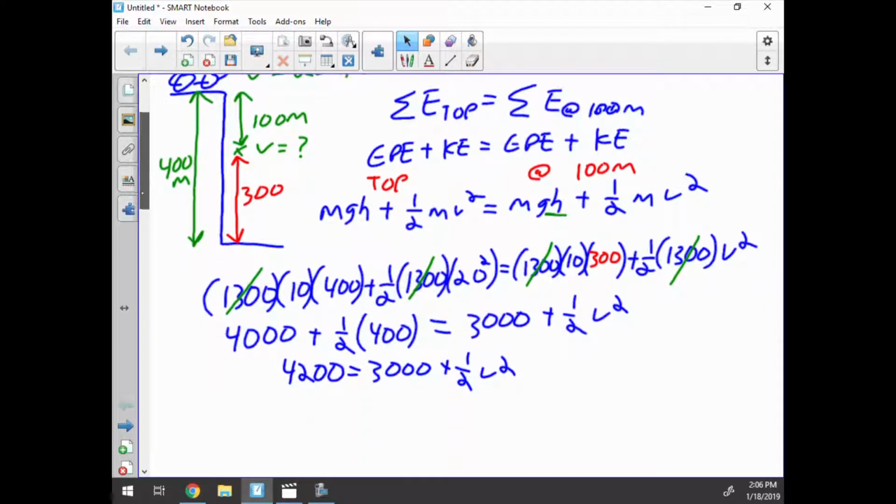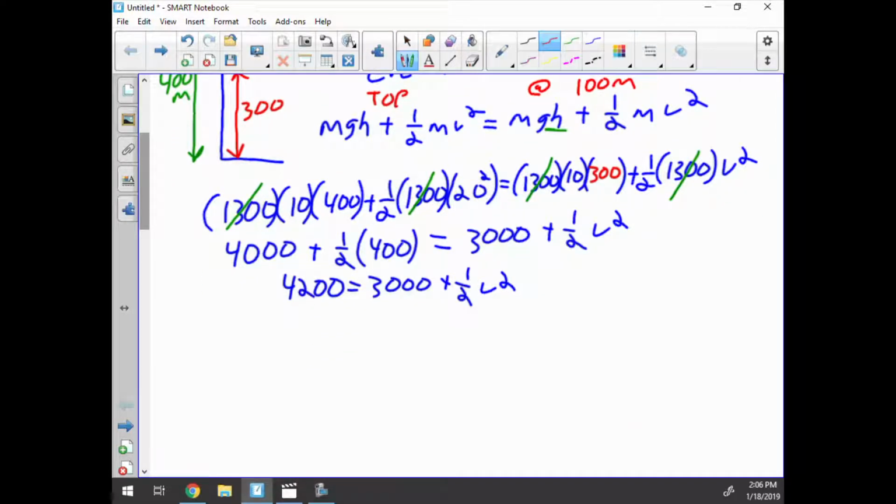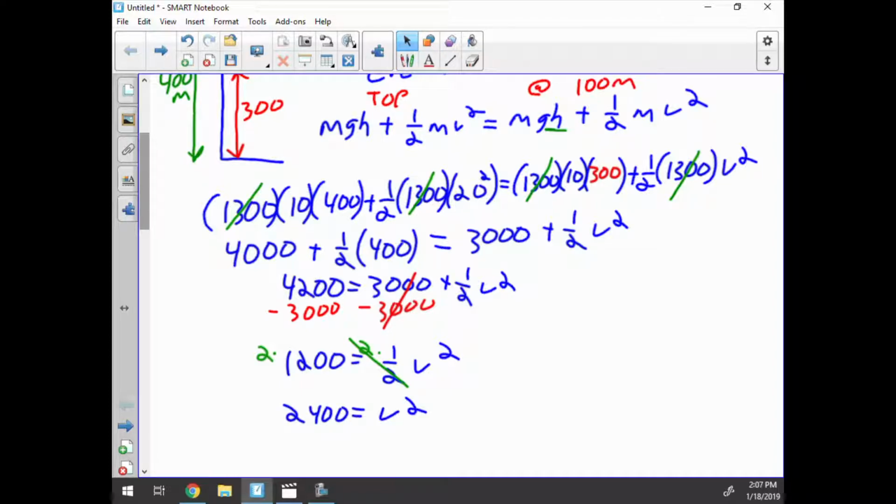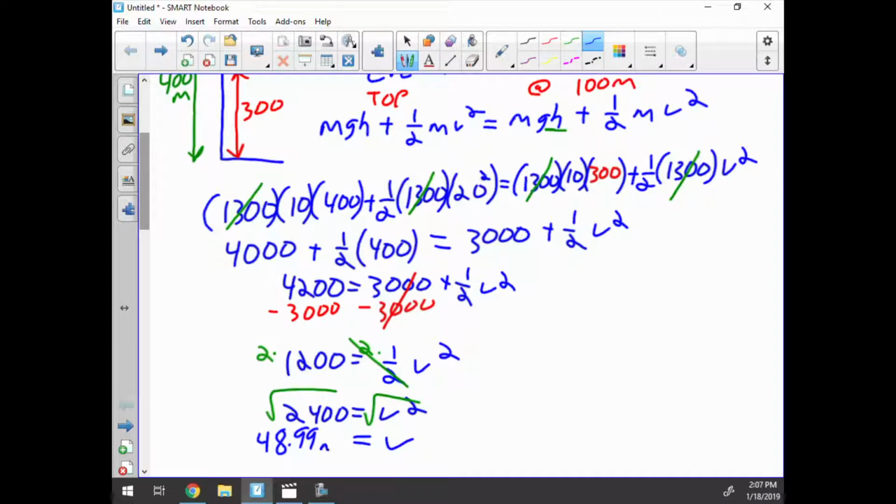All right. I am going to subtract 3,000 from both sides. So I get 1,200 equals 1/2 v squared. And now I'm going to multiply both sides times 2. I get 2,400 equals v squared. Take the square root of both sides. And I get v equals 48.99 meters per second.